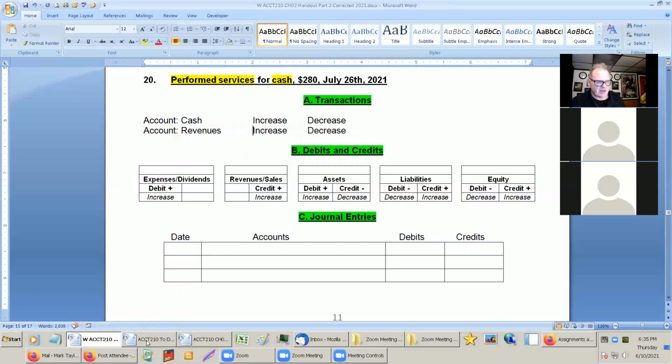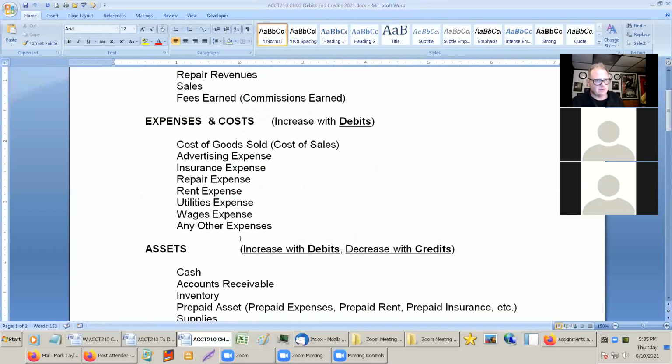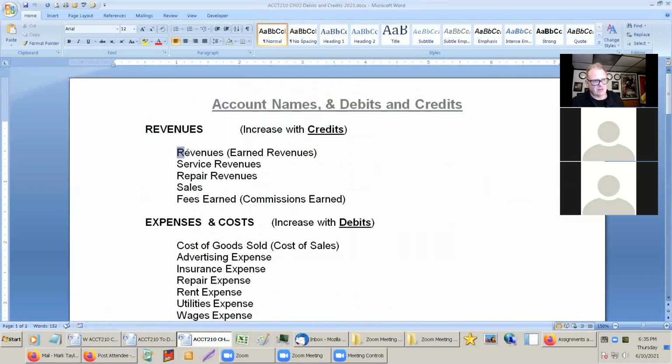And again, that goes back to this one. You'll see revenues or earned revenues, service revenues, repair revenues, sales. Sales and revenues are the same. Fees earned. So these are common things that you'll see that are all the same thing.